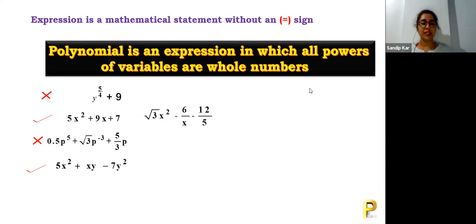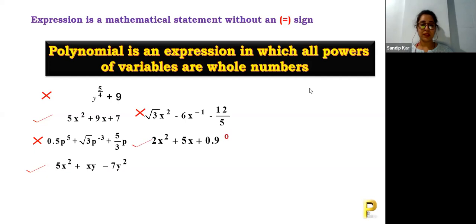So we have root 3x squared minus 6 by x minus 12 by 5. The x is in the denominator. That means x has a positive power? No, that is not the correct thing. 6 by x can also be written as 6x to the power minus 1. Whenever we have a variable in the denominator, its power becomes negative. In a polynomial, we cannot have a negative power. Therefore, it is not a polynomial.